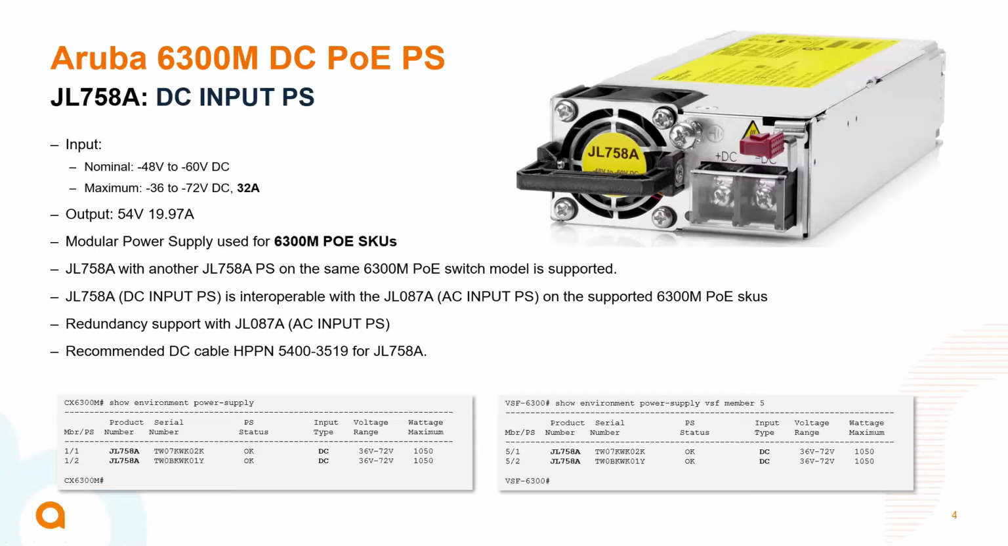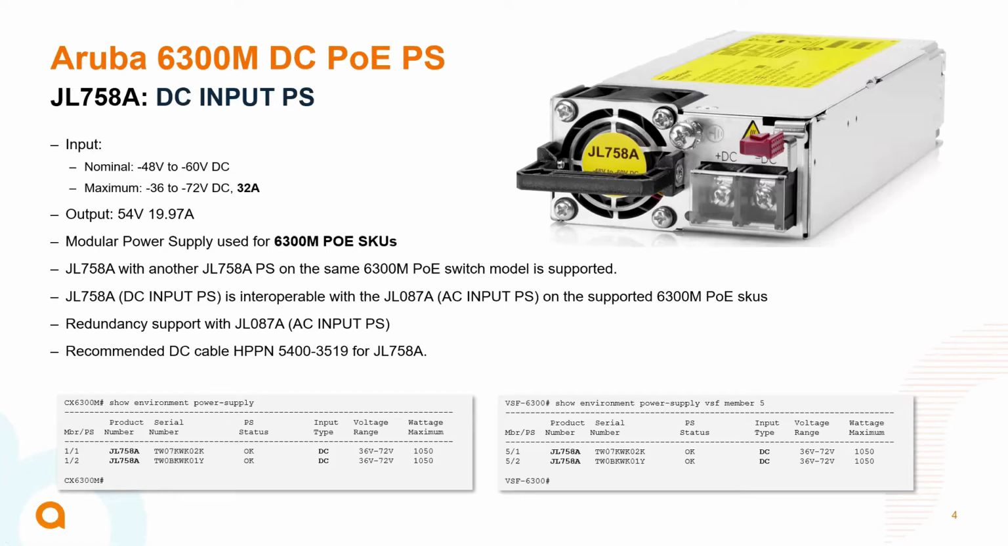That means on a 6300 platform, you can install two DC power supplies together, which is supported, or you can insert one DC power supply and an AC power supply of the same wattage; only that is supported.